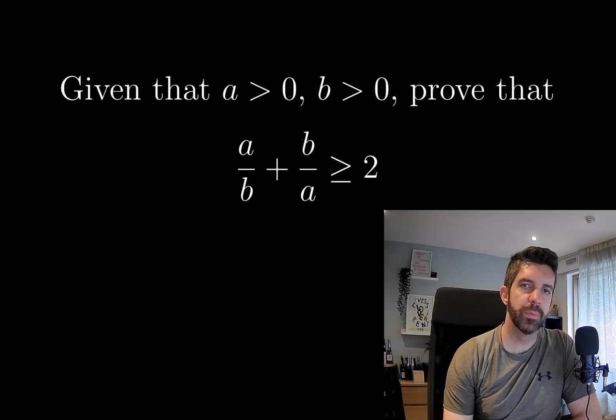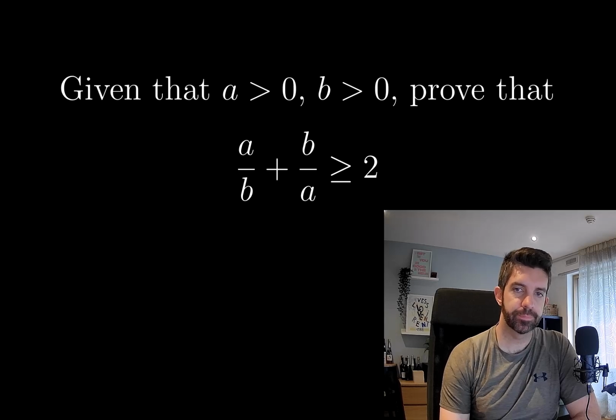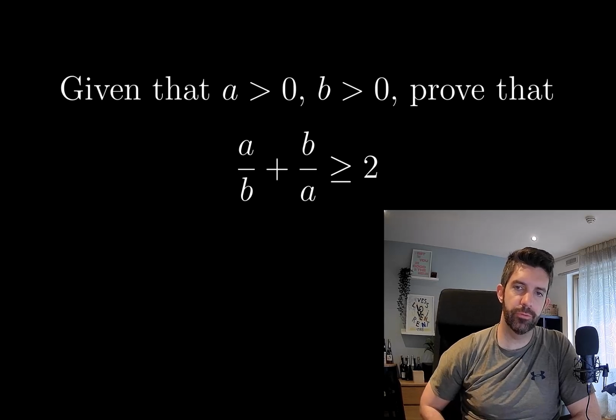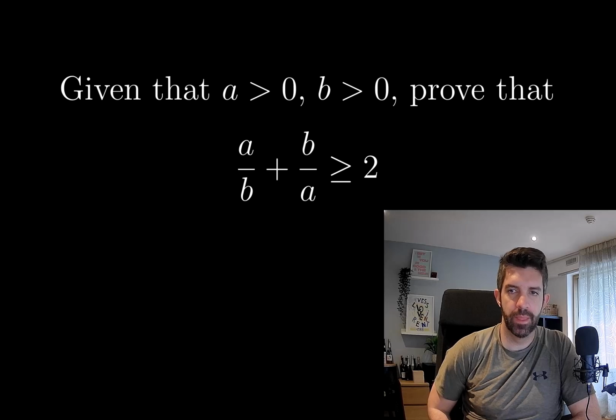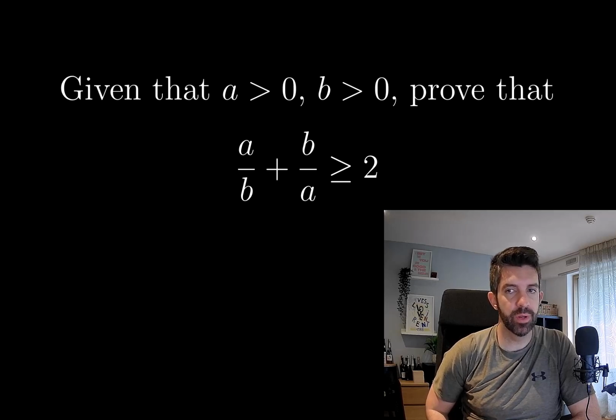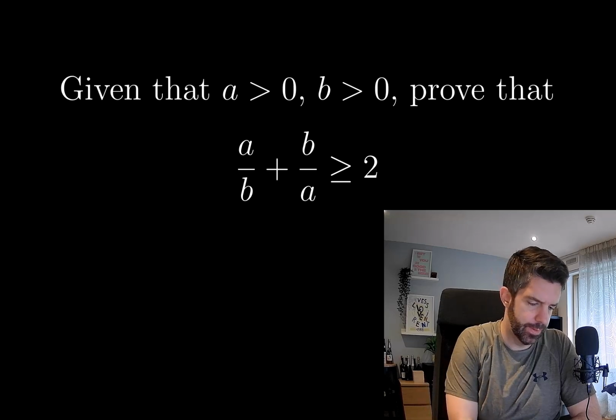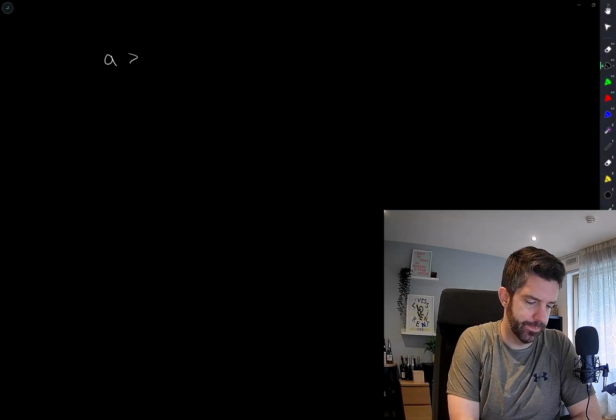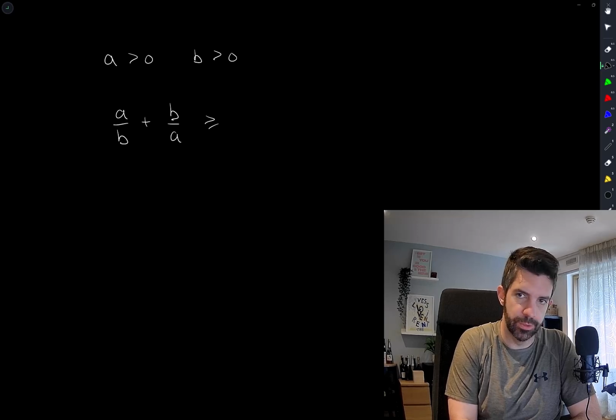Today's problem was submitted by a viewer, and it says, given that A is positive and B is positive, prove that A over B plus B over A is greater than or equal to 2. So we want to prove A over B plus B over A is greater than or equal to 2.